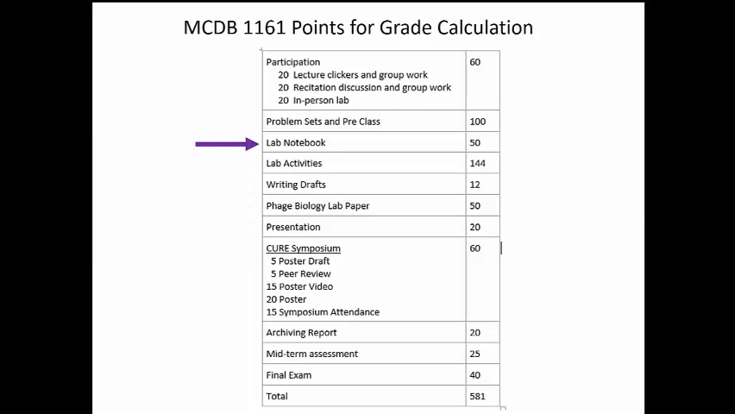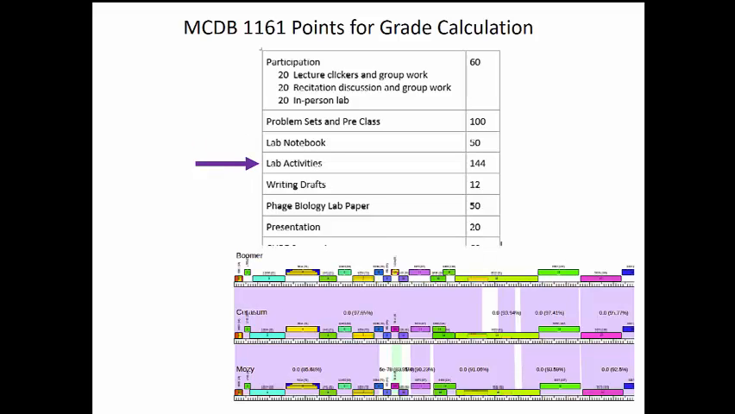Lab notebooks are worth 5 points weekly for a total of 50 points and are due at the end of the day when you attend in-person lab. Lab notebooks will be kept online using Google Documents and should mostly be completed in class as you are working on your experiments. Lab activities are worth 144 points.